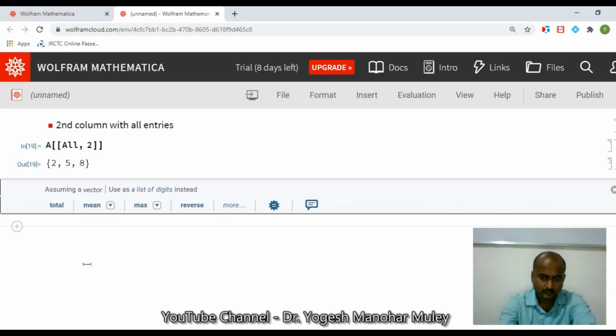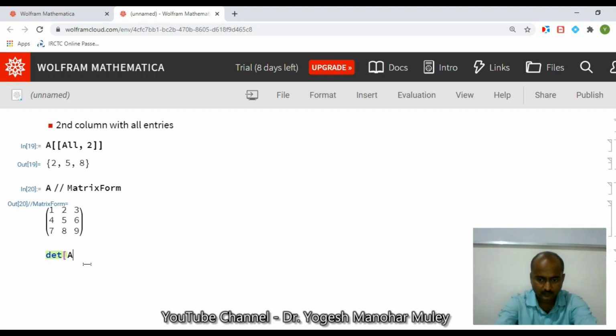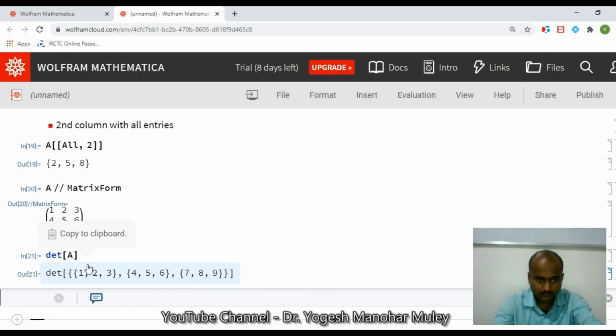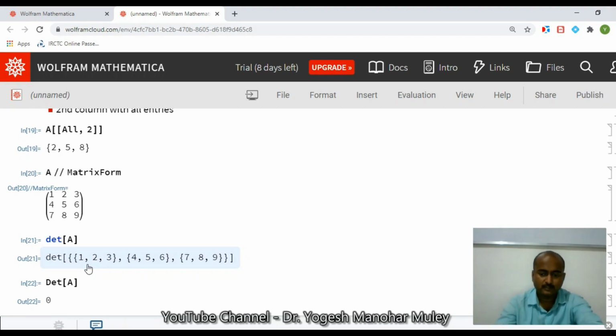Now we want to find out the inverse of matrix A. So this is our A. So we'll check whether the matrix is singular or non-singular. Okay, for that we must put capital D, Det. So this will give, this is a singular matrix.